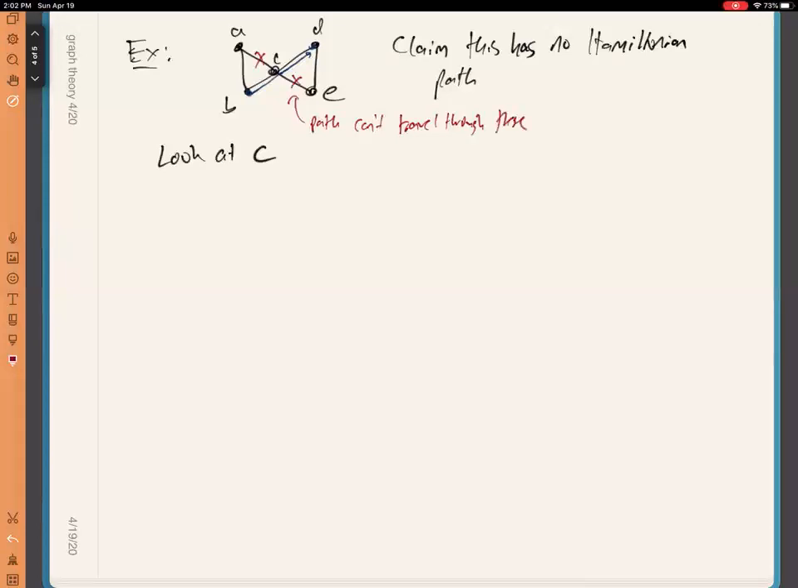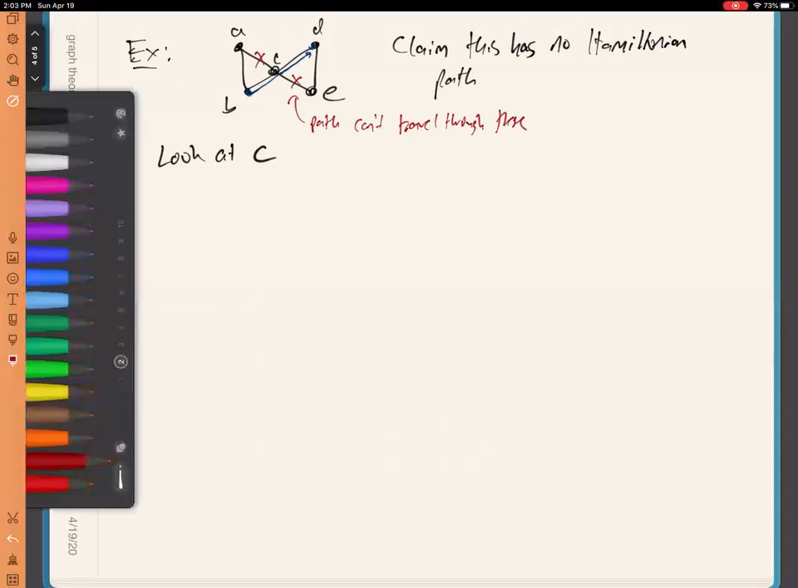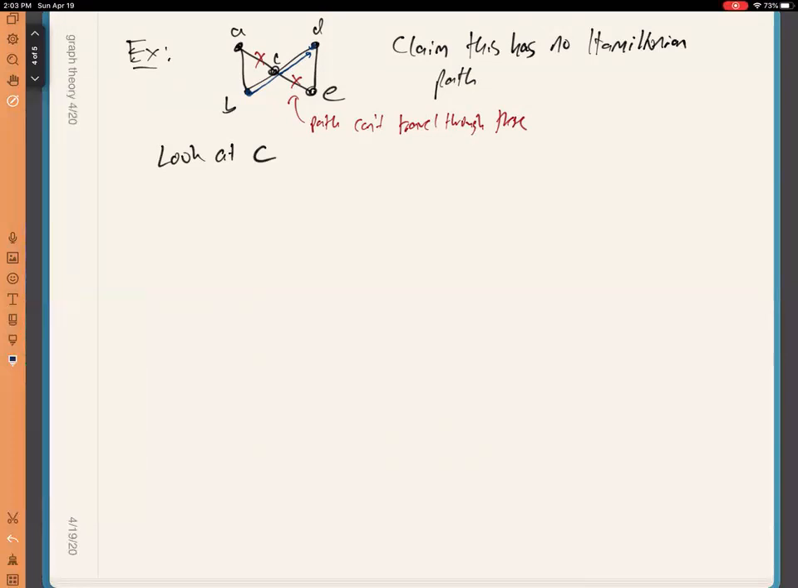But then that's an issue because, for example, suppose it happens in this way: I go from B to C to D, and I have to travel from D to E. But as soon as I travel from D to E, there's a problem because I can't go back to hit A. So if you have a crossing like this, you can often look at that crossing and analyze it a little bit as I did, and use that to rule out the existence of a Hamiltonian path.